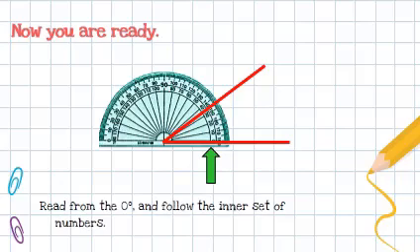Read from the 0 and follow the inner set of the numbers. So you start from the 0 until you reach the second arm. So this is 0, 10, 20, 30. Now you should stop. 30. Then you start counting these lines here, okay? So you start counting them.